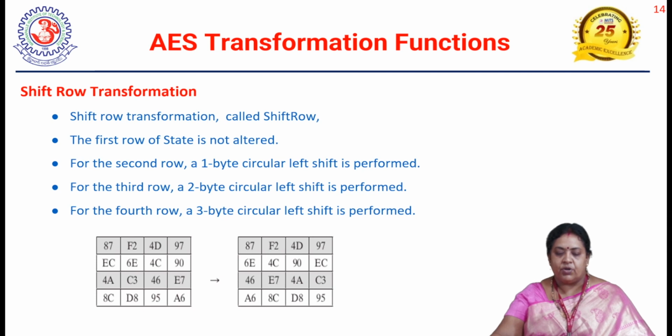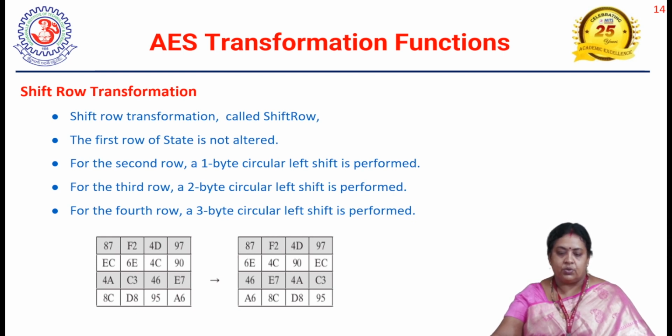Then next one, what is 90? 90 will be in the third column, 4C will be in the second column and 6C will be in the first column. And this EC will be placed here. Circular left shift. Like that we are going to perform the shifting. As I told you, the first row is not altered.